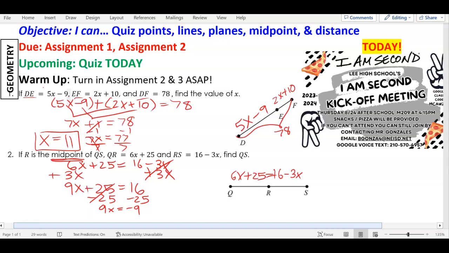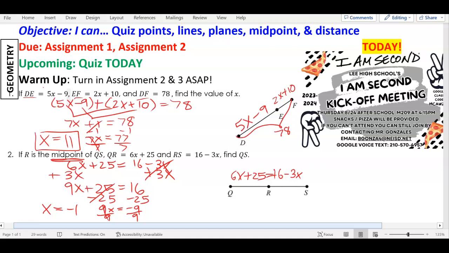Last step, to get rid of the 9 in front of x, we divide by 9. So x equals -9 divided by 9 is -1, okay? It's okay if x is negative. It's just when you plug it in, it should be a positive answer. And that's what we've got to do next. It does not ask us to find x. It does ask us to find QS.